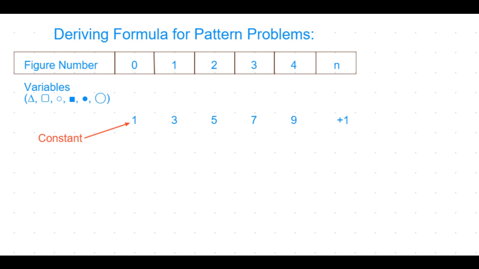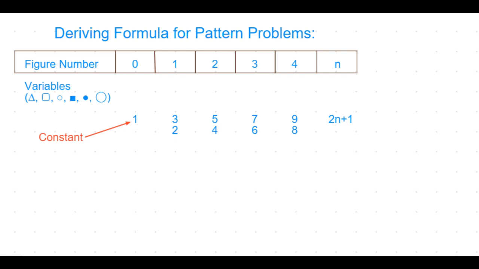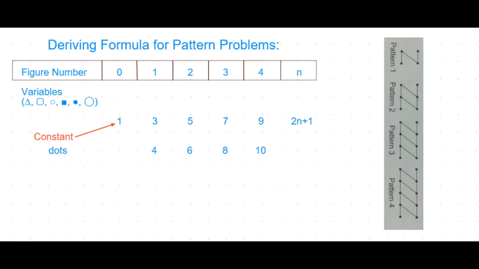Once we subtract this constant from the 3, 5, 7, 9, we have 2, 4, 6, 8, which is nothing but 2 times the pattern number, which is 2n. So the formula for this sequence is 2n plus 1. Now let's look at an example here. We have a pattern where there are dots and lines. So let's look at the number of dots in each pattern. Pattern 1 has 4 dots, pattern 2 has 6, pattern 3 has 8, and pattern 4 has 10. So this 4, 6, 8, 10 we can see is increasing by 2.